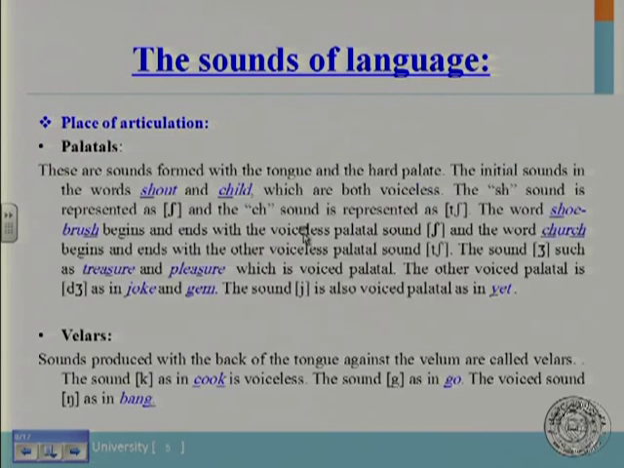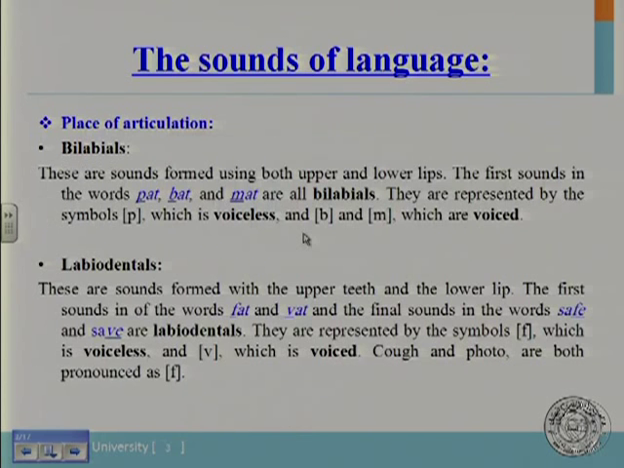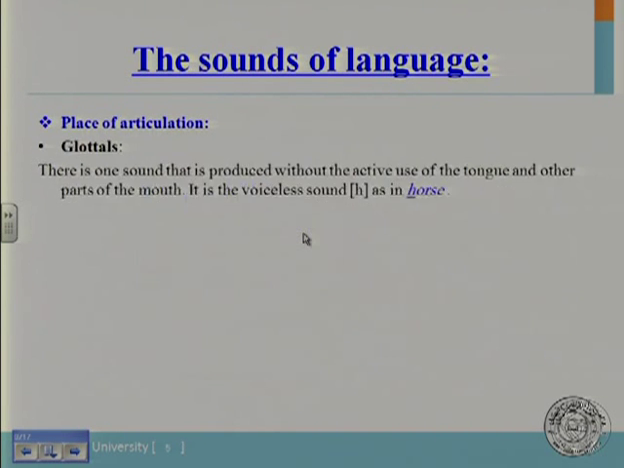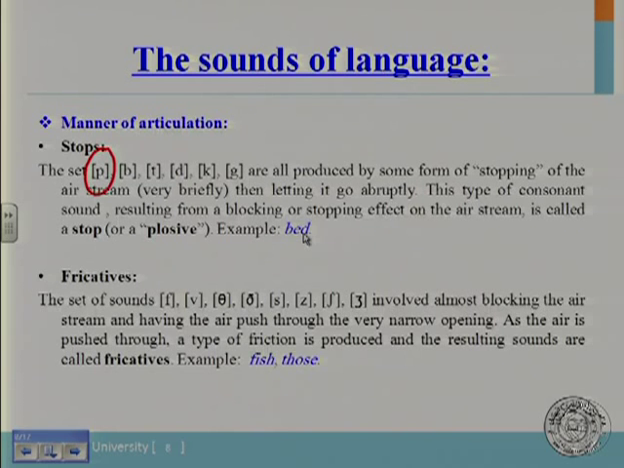If I go back to the slides here, you'll find that P is a bilabial sound. That is the place of articulation. But here we have the manner. What exactly happens when we produce the sound P?